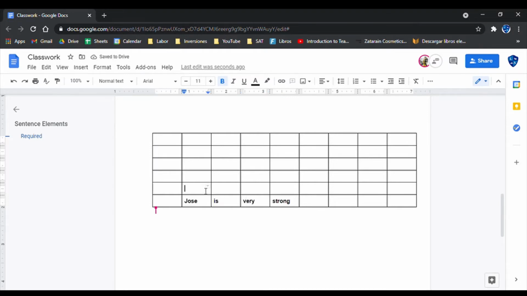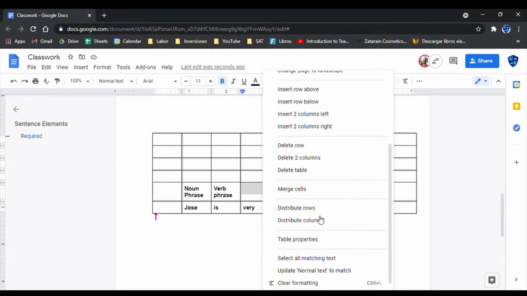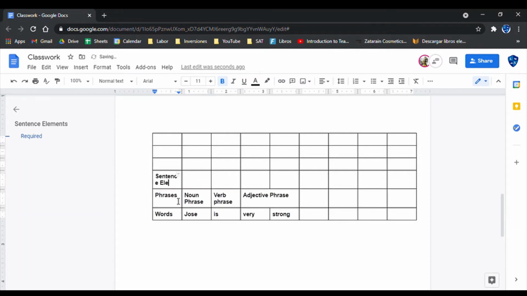Okay, so Jose, we said this is a noun phrase. This is a verb phrase. And together, merge. This is an adjective phrase. These are going to be phrases. These are going to be words. And here we have sentence elements.